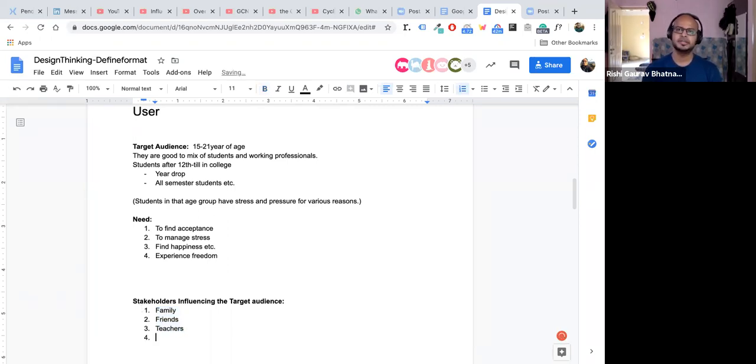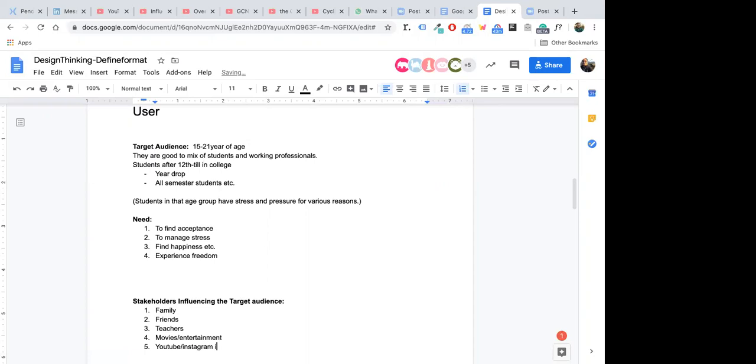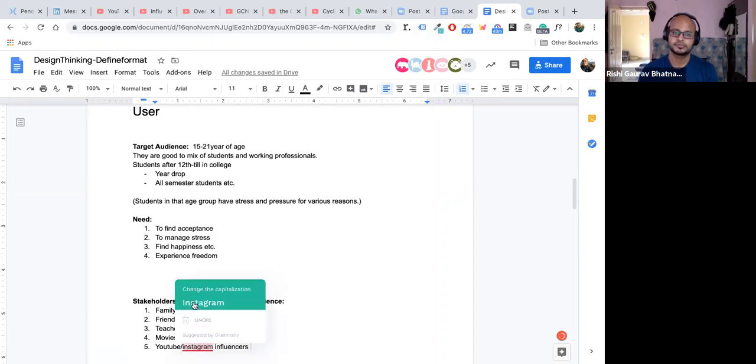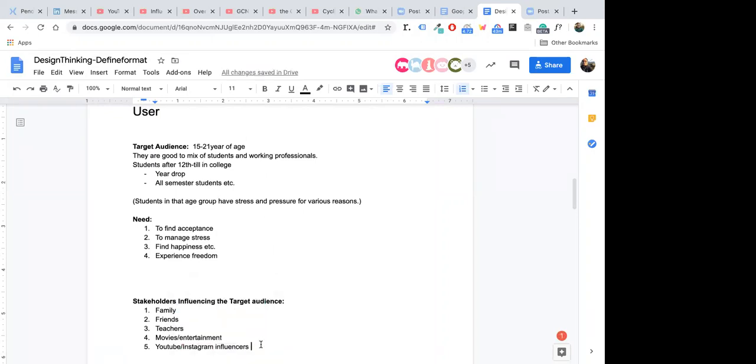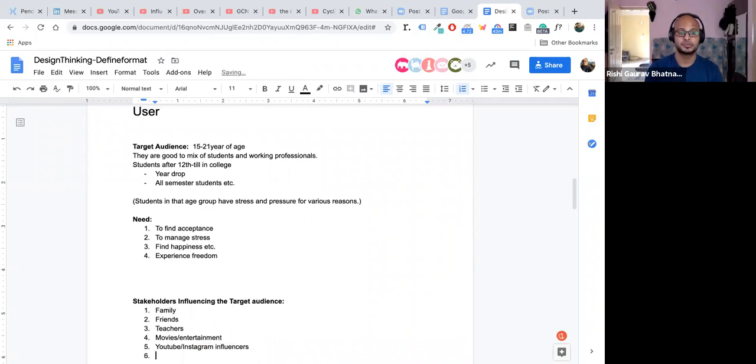One of the ways of thinking about this could be to think about all the people who are in the life of the user, who can influence and impact them. It could also be movies. Movies are not directly impacting them, but they could change the entertainment that they're looking for. It could be YouTube or Instagram influencers who they're looking up to. Our own expectations is a great answer. Actually, I'm going to put self.